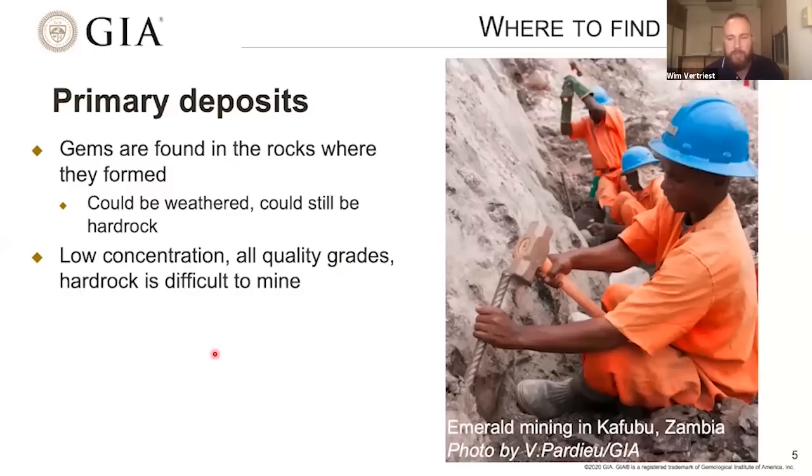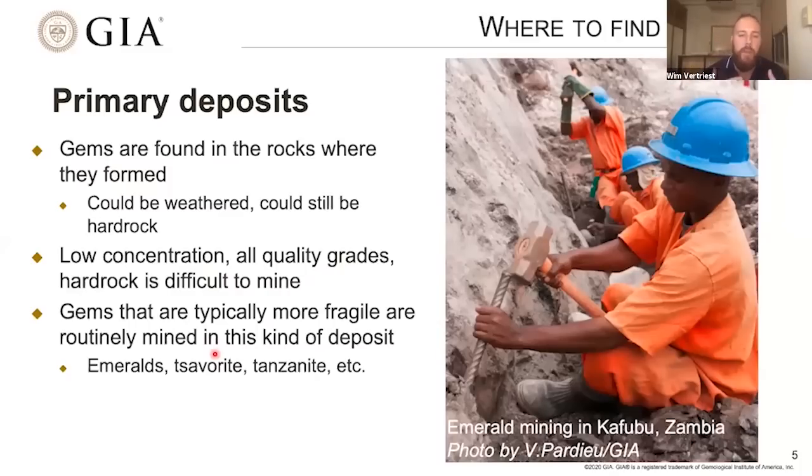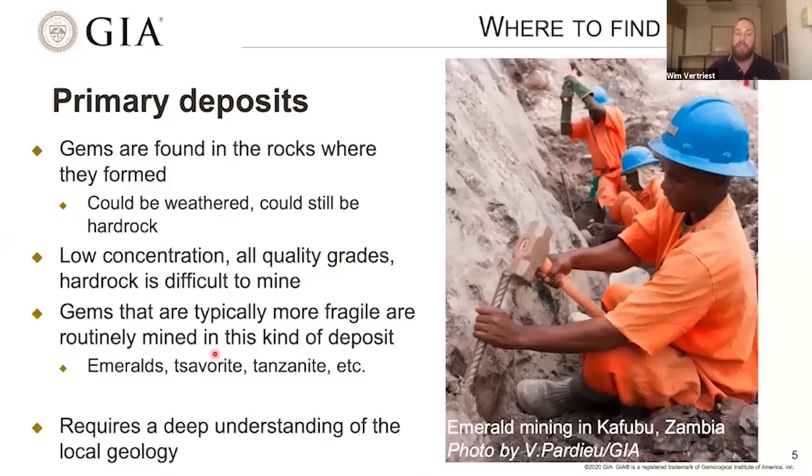Now, of course, for some gems, we have to make that exercise, and we have to mine them from primary rocks. And those are typically gems that are a bit more fragile. Colored gemstones like emeralds that often have abundant fractures, or things like tsavorite or tanzanite, stones that have a lot of cleavage. Now, of course, while it is more challenging to mine these deposits, it has the advantage that you get a very good understanding of the local geology and the processes that form it, because you're looking right at it. You're looking at the rock that formed the gemstone, so you really get a good understanding of it.